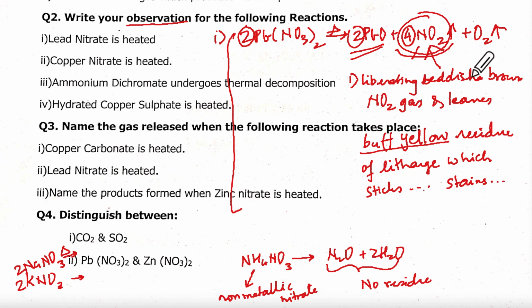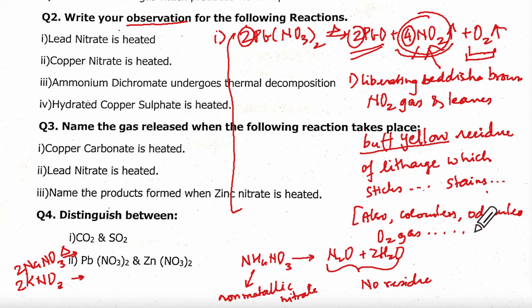Your school has in the past cut marks if they did not write even colorless, odorless oxygen gas. So write in brackets also colorless, odorless. Which gas? O2 gas, which rekindles the glowing splinter. Okay. Now look at your second one.